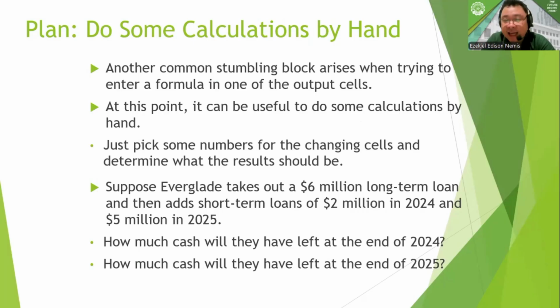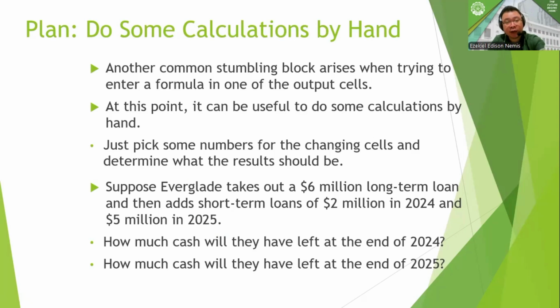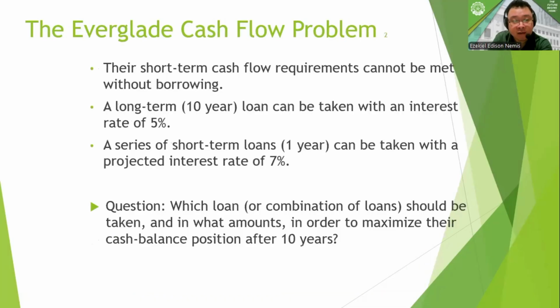Suppose that Everglade takes 6 million long-term loans and adds short-term loans of 2 million in 2024 and 5 million in 2025. Please take note, these are other data that was given to us. How much cash will be left at the end of 2024, and how much cash will be left in the year 2025? Please remember these are given data, the other data that was needed in the Excel file.